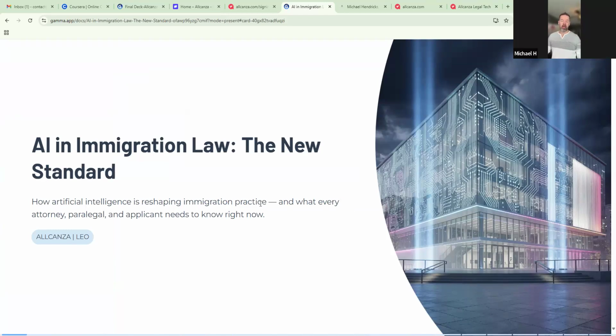So the new standard: how artificial intelligence is shaping the immigration practice for lawyers, but also the way they practice for their clients, because that's very important. Remember, it is called the practice of law, just like the practice of medicine. And we all know the word practice does not mean refined. We're all working on making it better.